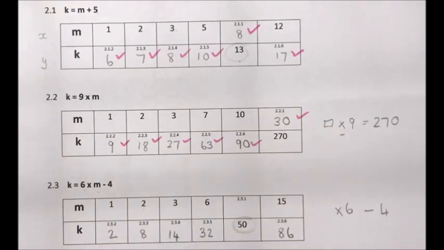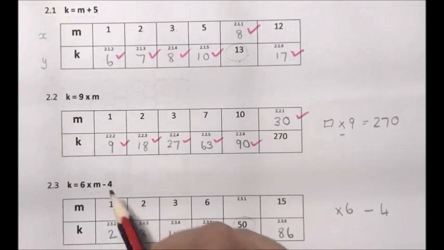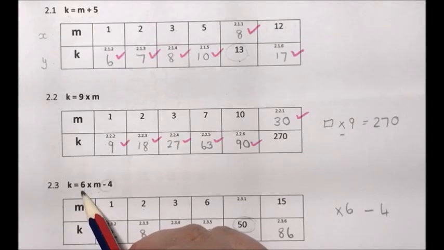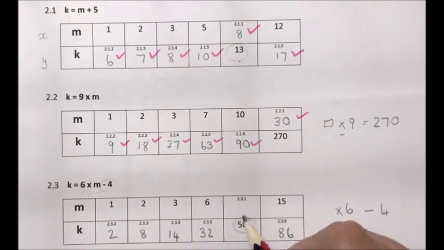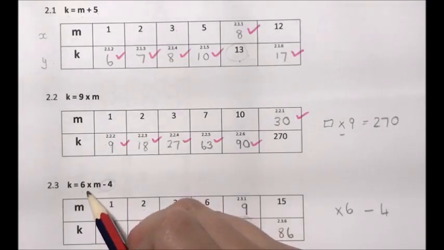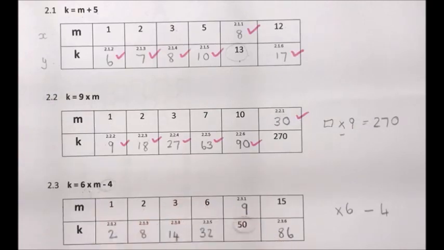I already have my output value of 50, which means something was timed by 6 and then subtracted by 4, and I got to 50. So let's do the inverse. 50 plus 4 gives me 54, divided by 6 gives me 9. So I actually had 54 divided by 6, because I again used the inverse calculation. Instead of subtracting, I added, and instead of multiplying, I divided.